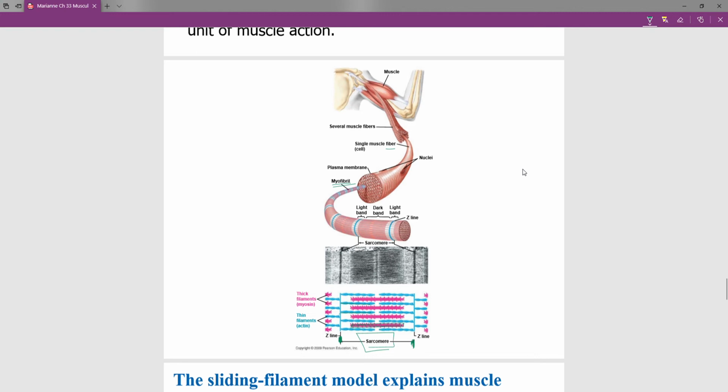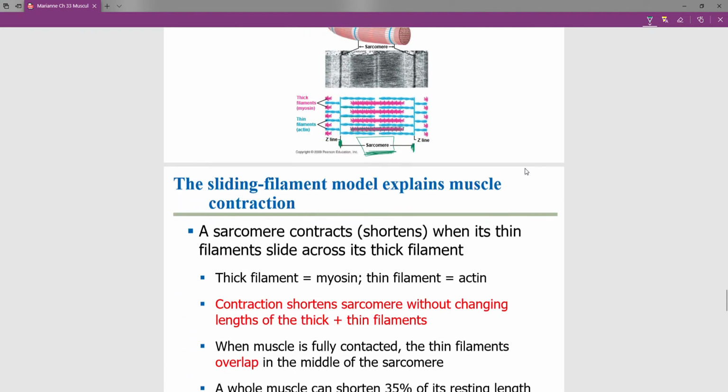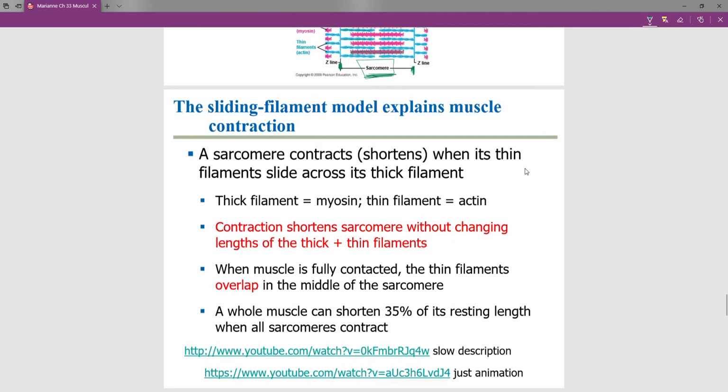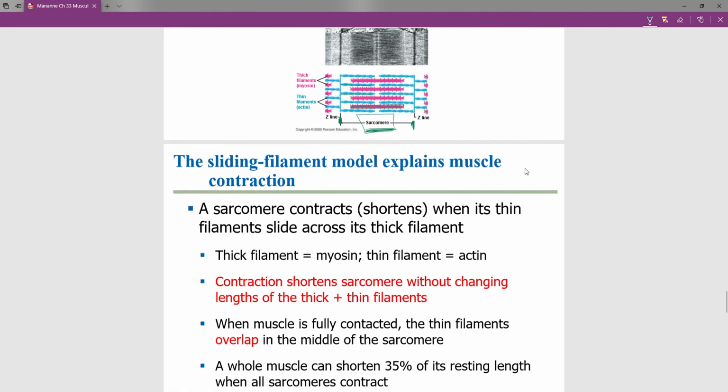So as we talk about the sliding filament theory, it's the sarcomere that is going to be the thing that we are talking about. So the sliding filament model, or the sliding filament theory, explains muscle contraction. Basically, a sarcomere, as we just saw in the picture above, is what we're talking about shortening. And so from Z line to Z line is going to come closer together. The sarcomere is going to get shorter.